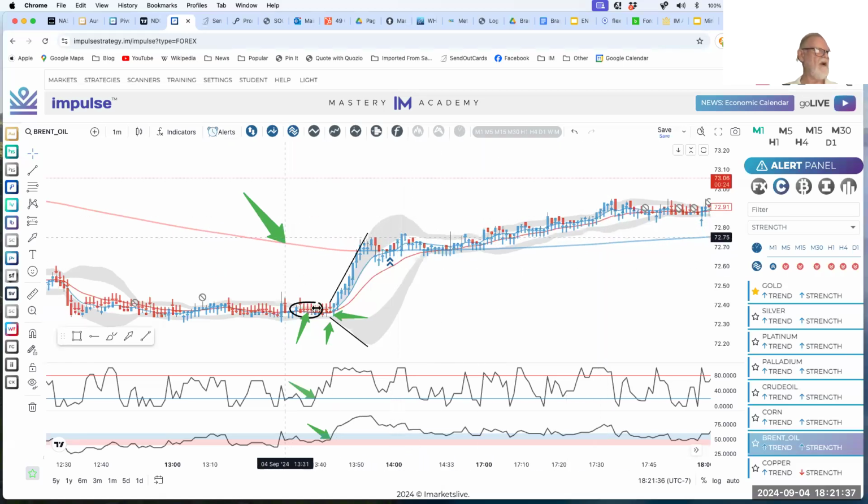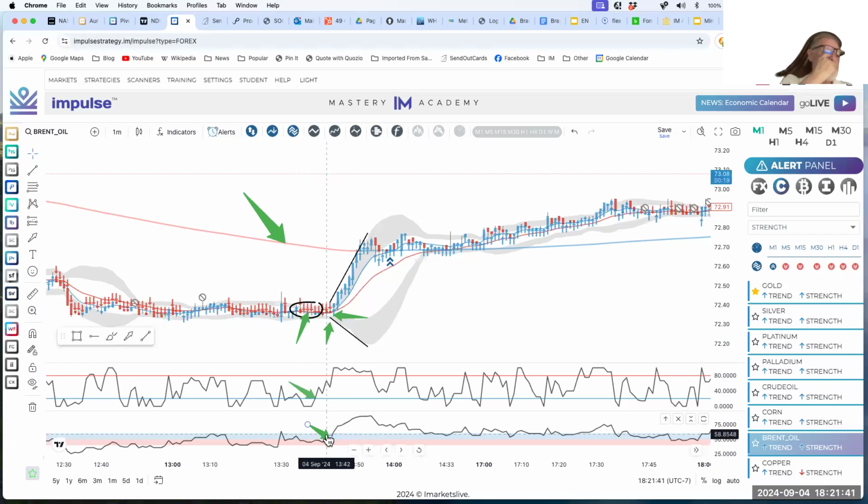So now we have 1, 2, 3, 4, 5, 6 arrows saying now's the time to get into a buy. Even though it's counter trend, it's a very, very strong push up, and you would definitely get in on that arrow there.